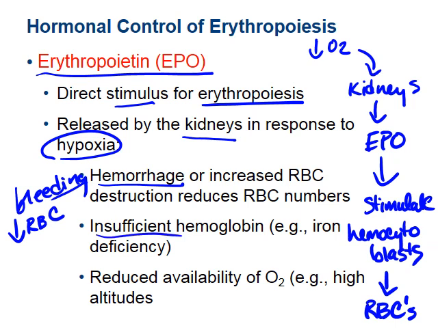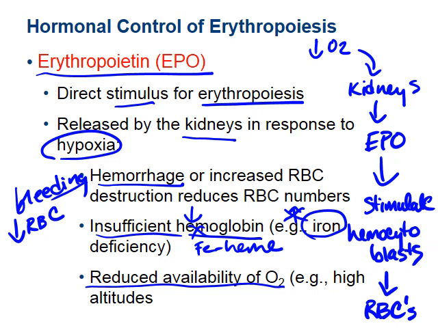What happens if you have insufficient hemoglobin? Remember, we had to have iron at the core of every heme. What if your diet has no iron? What if you can't process iron? Well, obviously, if you don't have the pieces to make the hemoglobin, you're not going to be able to make hemoglobin. So you have to have enough iron in order to make hemoglobin. If you don't have enough iron, you're not going to make hemoglobin.